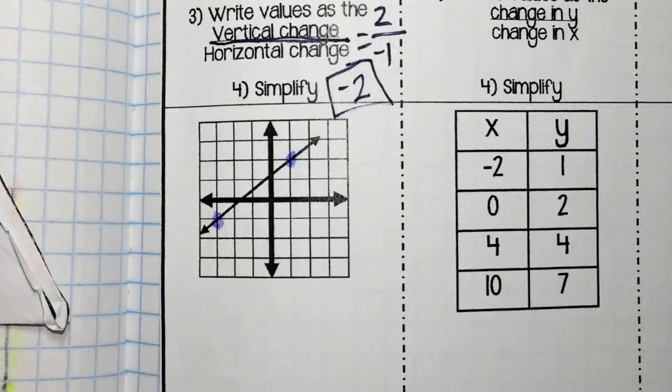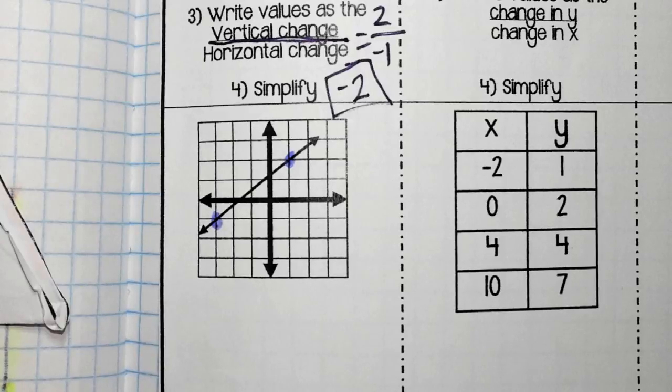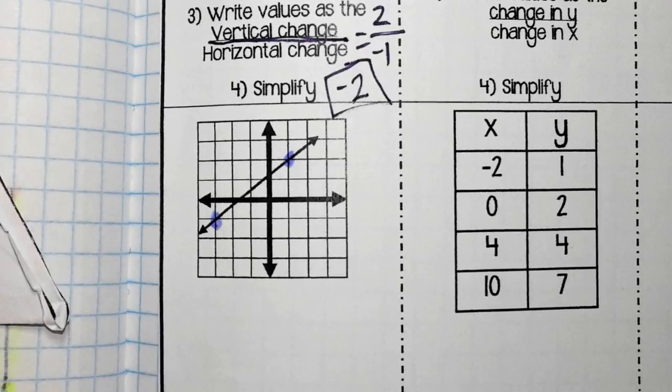Alright, so I want you to find the vertical change and the horizontal change. Super fast. Let's go. Find the vertical change, then the horizontal change.